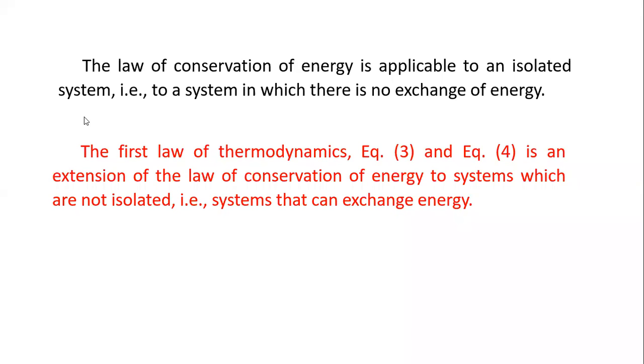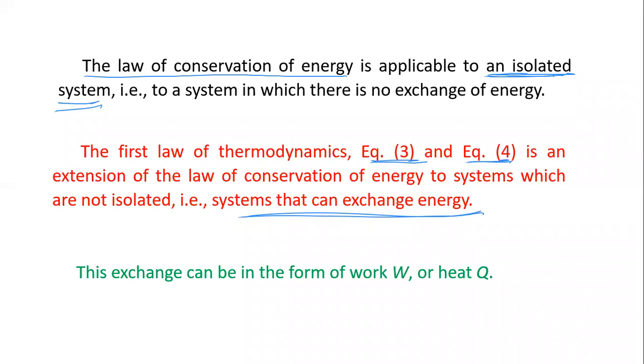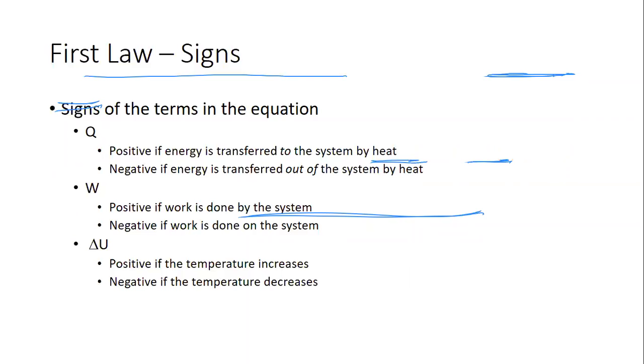The law of conservation of energy is applicable to an isolated system. An isolated system means a system in which there is no exchange of energy as well as matter. The first law of thermodynamics, as we already saw in equation 3 and equation 4, is an extension of the law of conservation of energy to systems which are not isolated. That is, the system can exchange energy. This exchange can be in the form of work or heat.